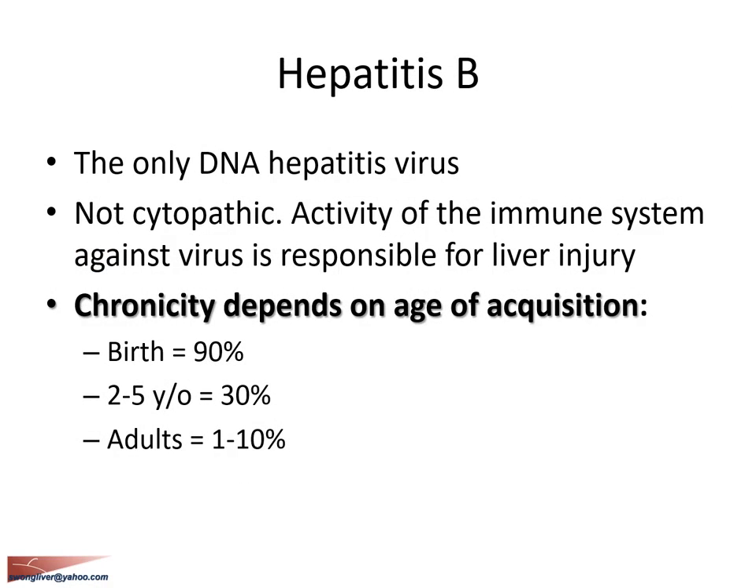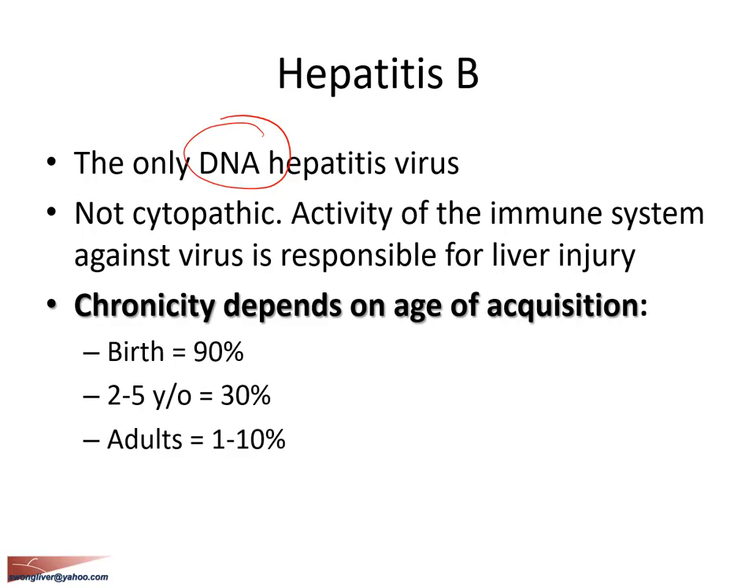All right. So we now move on to hepatitis B. Hepatitis B is a virus that can cause chronic hepatitis in comparison to your hepatitis A. Now, it's the only DNA virus. The rest of the hepatotrophic viruses are RNA viruses. As I've said, the hepatotrophic viruses are not cytopathic.